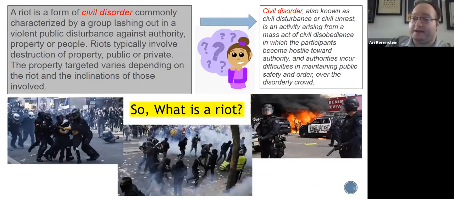So what is a riot? A riot is a form of civil disorder commonly characterized by a group lashing out in a very violent public disturbance against authority, property, or people. Riots typically involve destruction of property, public or private. The property targeted varies depending on the riot and the inclinations of those involved.